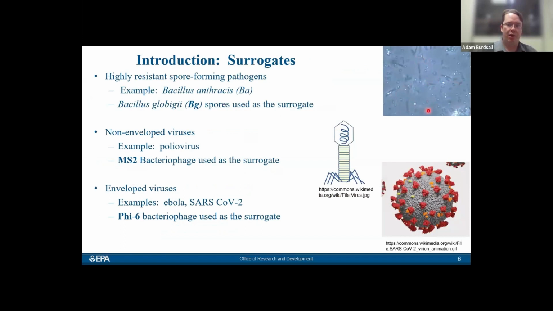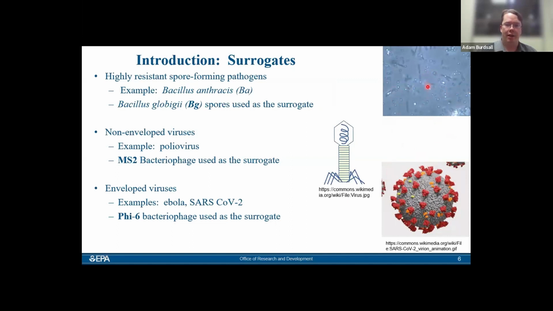Spores of Bacillus globigii, or BG for short, are a common surrogate for highly resistant spore-forming pathogens like Bacillus anthracis, which causes anthrax. The rod shapes in this photo are the BG in their vegetative state. When they're in an inhospitable environment, they tend to expel much of their moisture from their bodies and pull in their resources to form hard, durable particles called spores until they can find an environment that they like better.